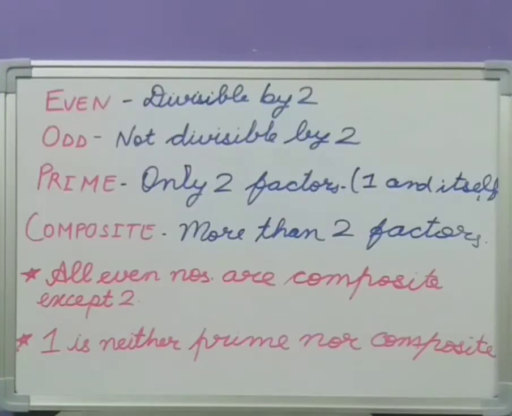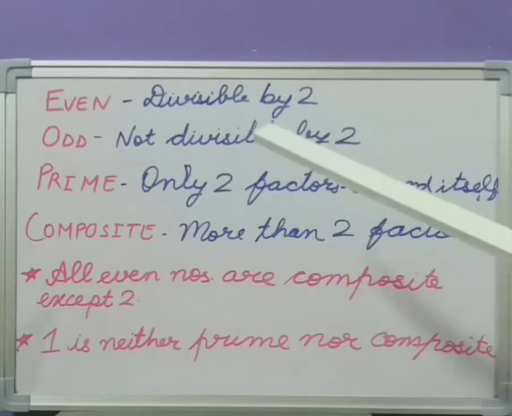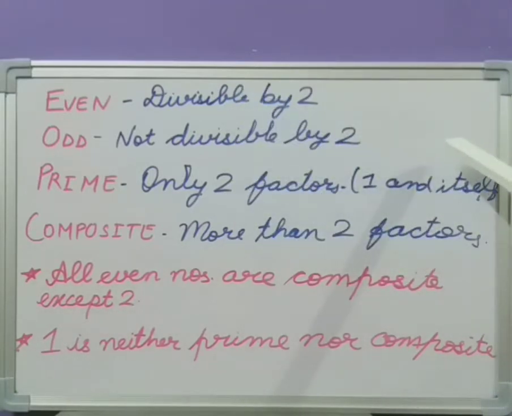Learn about some numbers. Even, odd, prime, composite. Even numbers are those numbers which are divisible by 2, like 2, 4, 6, 8, 10 and so on. Odd numbers are those which are not divisible by 2, like 1, 3, 5, 7 and so on.